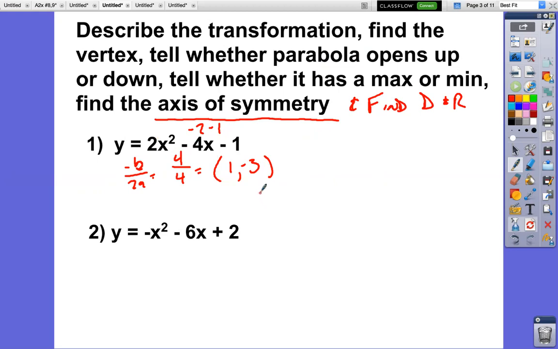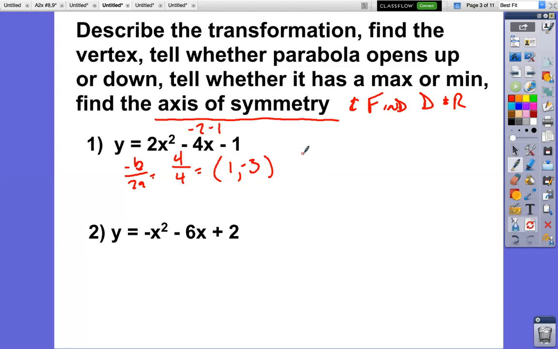Again, it's not really a trick, but it's what it always is. When I plug in 1 squared is 1 times 2 is 2. Minus 4 times 1, that's negative 2 minus 1 is negative 3. That only works for the vertex. So I've got 1, negative 3.